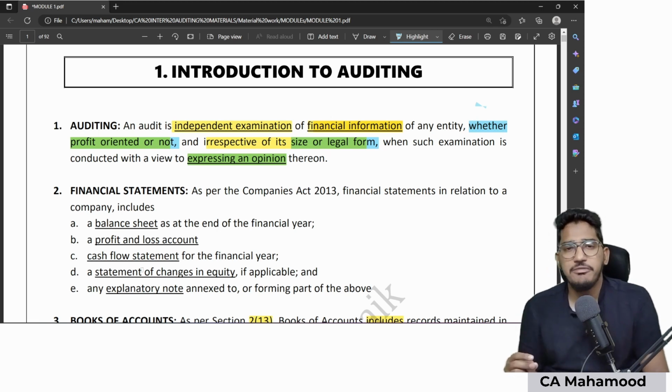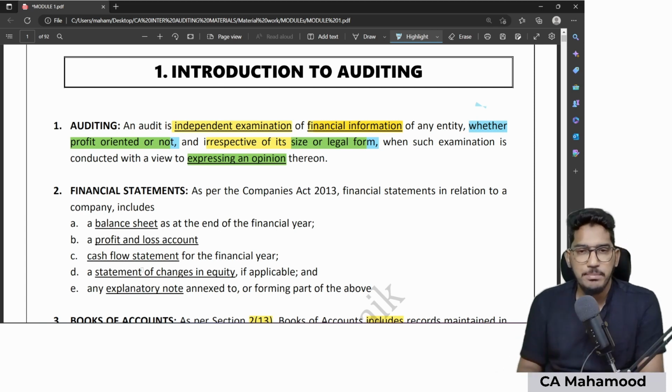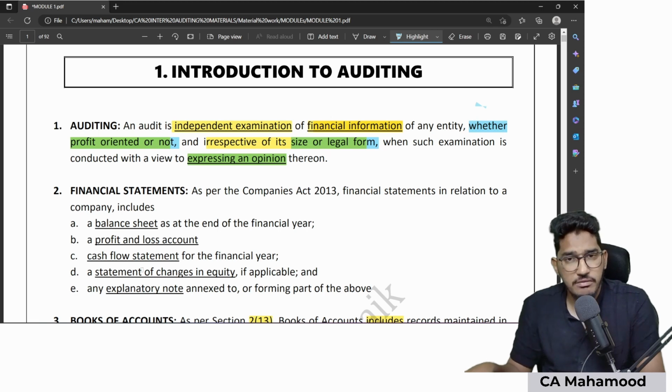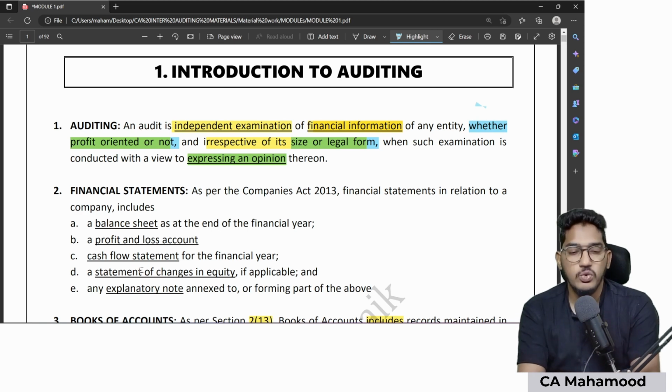Now everybody repeat the definition of audit along with me once for the last time. Audit is an independent examination of financial information of an entity, whether profit oriented or not, irrespective of its size or legal form, when such an examination is conducted with a view to express an opinion thereon. Understood?